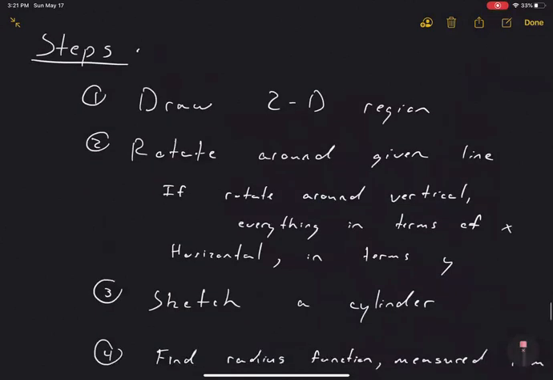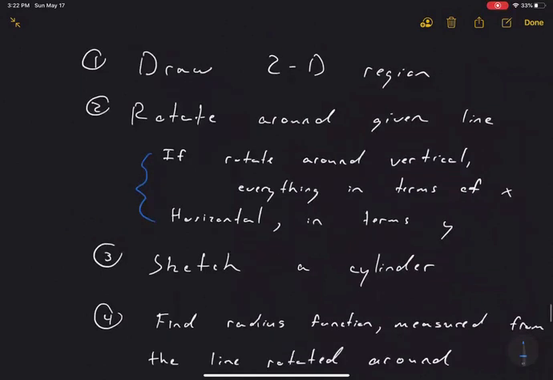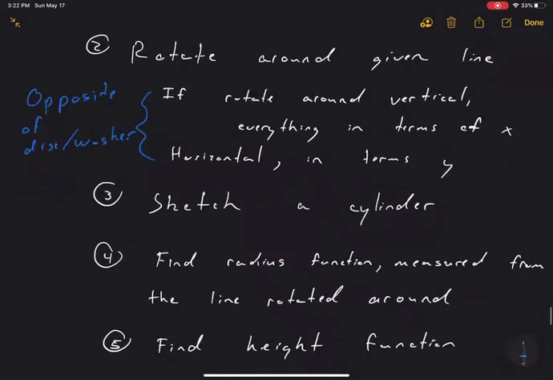And remember these guidelines. If we're rotating around a vertical line, everything's going to be done in terms of x. So if we rotate around a vertical line, we need to be integrating in terms of x, and all our functions inside the integral need to be in terms of x. If we're rotating around a horizontal line, it's the opposite. It needs to be in terms of y. And remember, this is the opposite of the disk and washer criteria.